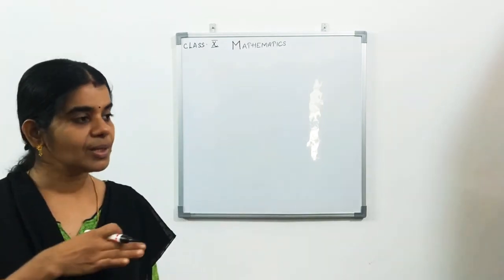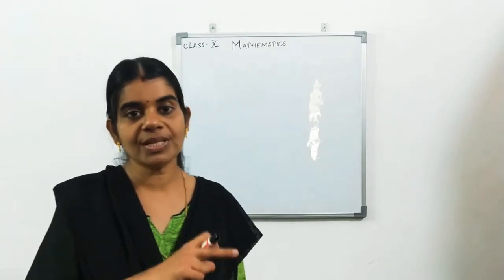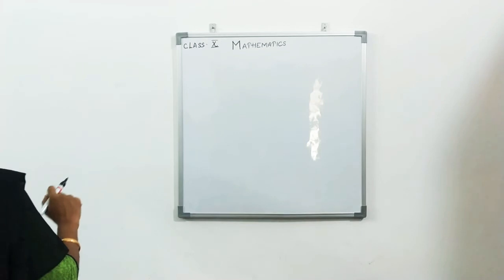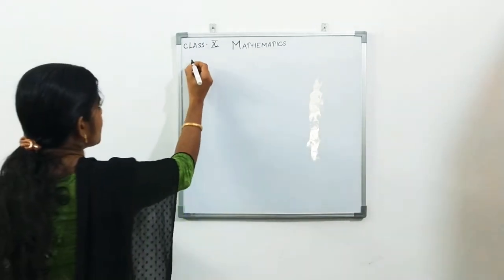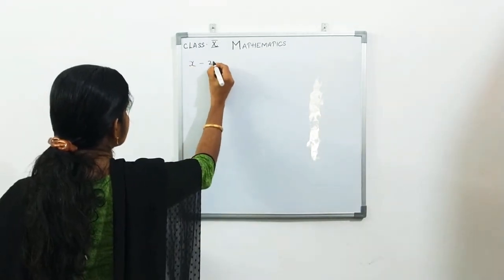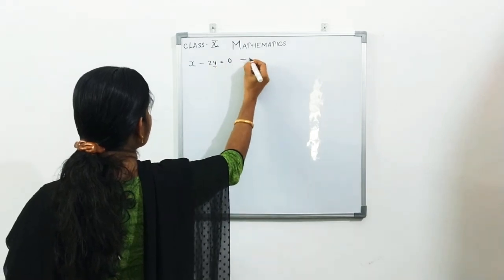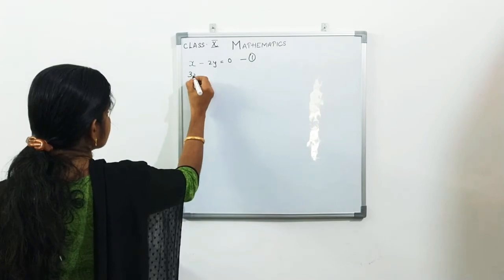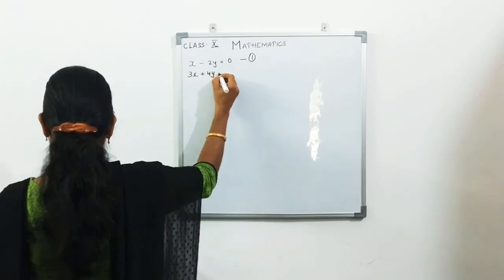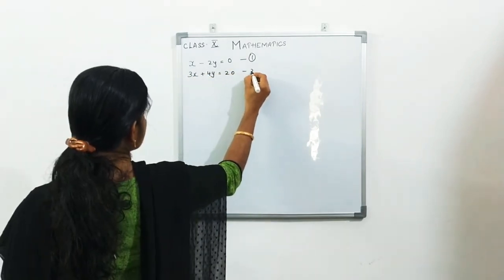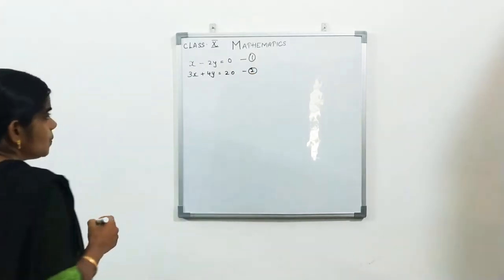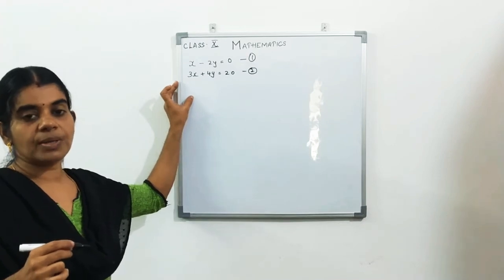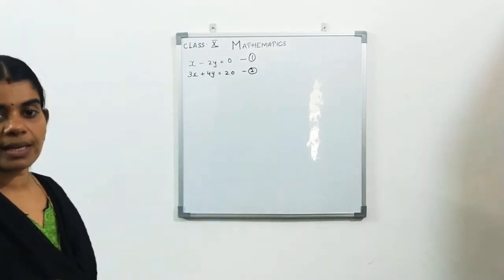Okay, we can go through one example and I will show the graph also. Just listen here. The first equation is x minus 2y is equal to 0. That is the first linear equation. The second one is 3x plus 4y is equal to 20. That is the second equation. You want to find the solution of these two linear equations by the graphical method.